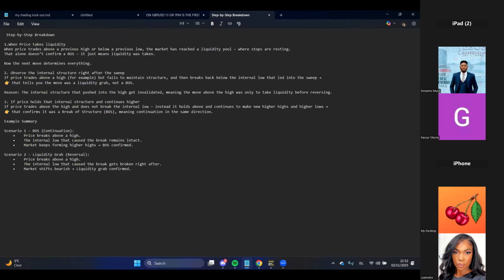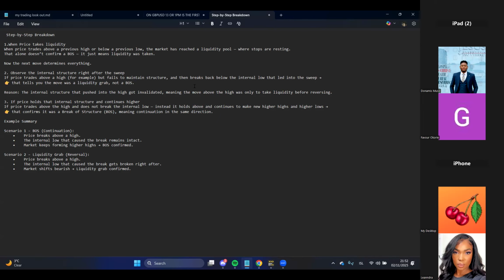Again, this is step by step: when price takes liquidity, when price trades above a previous high or below a previous low. Now, what is a previous high, previous low? Like I say, you can use swings or candles. Like if you are trading intraday, you might be using candles. That's why I'm implementing this trading way for you guys, to make it simple.